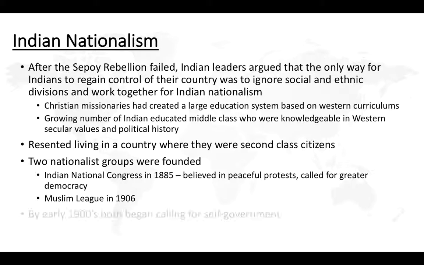And then we see a Muslim League built in 1906. They're going to be a little bit more aggressive with getting India and control of India back. By the early 1900s, both began calling for self-government for India. They wanted the British gone, but we are not going to see that happen until time period 6.